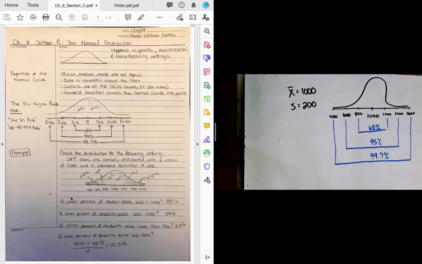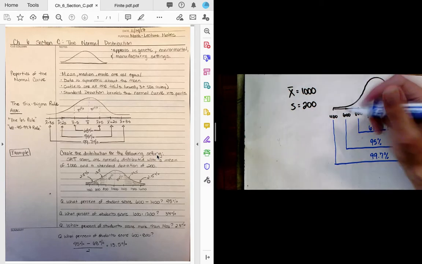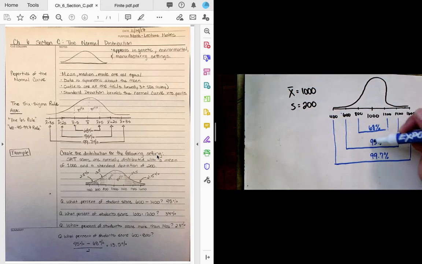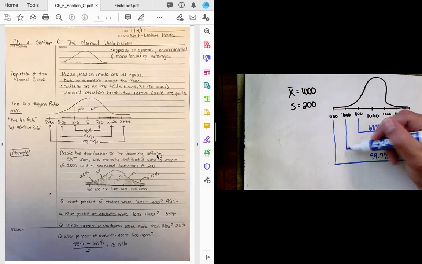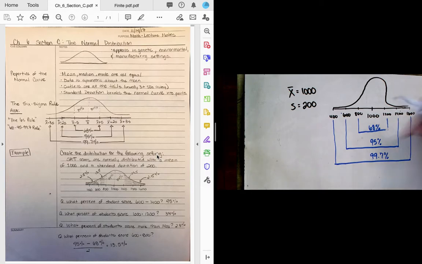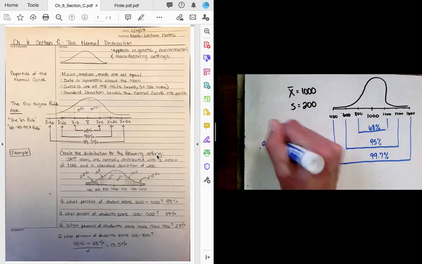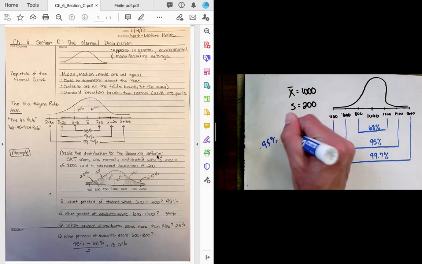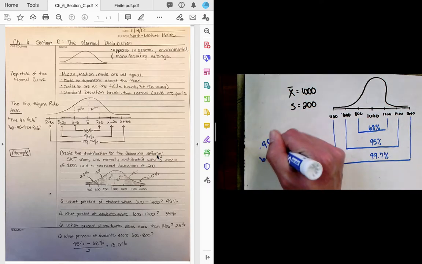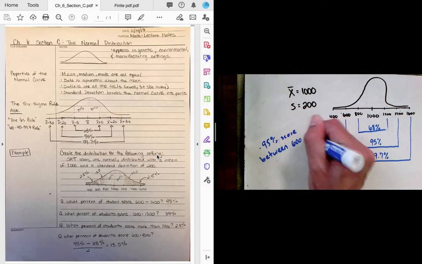So this question first asks us, what percent of students score between 600 and 1400? So we look at our distribution here, and we start by finding these values that they're interested in. 600 we can see lands on the 95% value in this range here, and 1400 is the endpoint. So actually, we didn't have to do much arithmetic in this at all. It turns out that the range between 600 and 1400 makes up 95% of the data. So we can say 95% score between 600 and 1400.